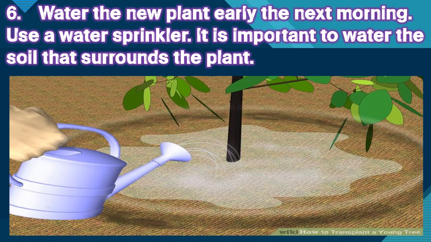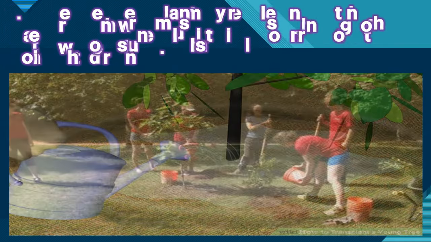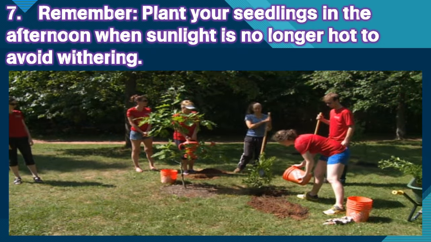6. Water the new plant early the next morning. Use a water sprinkler. It is important to water the soil that surrounds the plant. 7. Remember, plant your seedlings in the afternoon when sunlight is no longer hot to avoid withering.